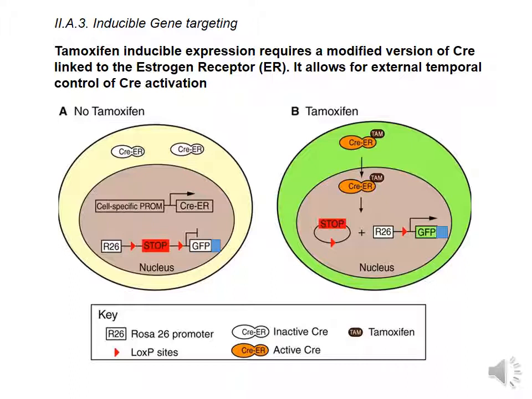In the presence of tamoxifen, the drug binds to the estrogen receptor part of the Cre and drives the enzyme into the nucleus. Now the Cre enzyme can remove the LoxP-flanked stop codon, and the R26 promoter will drive the expression of this transgene chimera, which is a GFP protein fused to an additional gene. So by this system, we can control the expression of this additional gene fused to GFP whenever we want and wherever we want in the presence of tamoxifen.